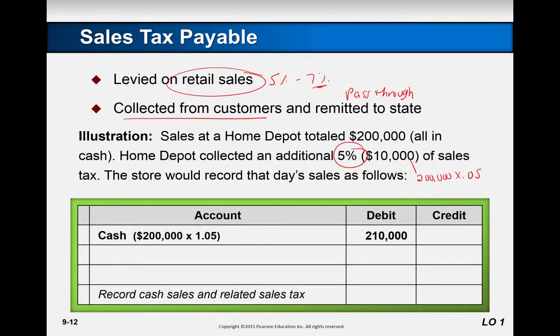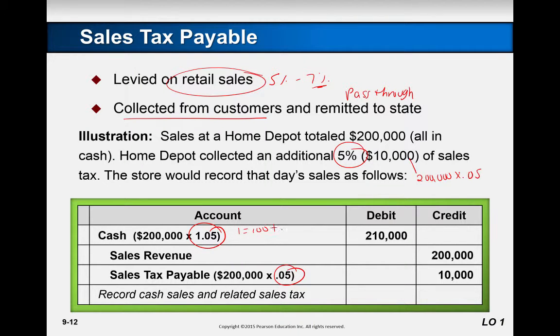They have to take in $210,000, and your sales revenue is only $200,000, and then your sales tax payable is the additional 5%. And notice, to get the cash, we multiplied by 1.05, the 1 signifying the 100% that you have to pay, plus the 0.05 of the sales tax payable.